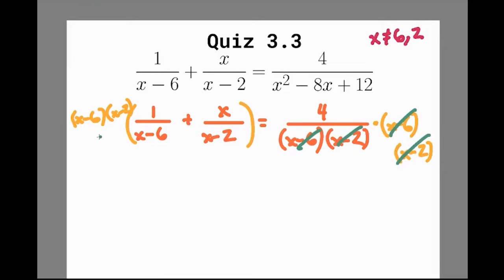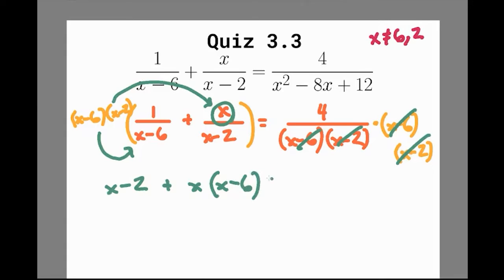So that all cancels here. And then we're going to distribute here. The x minus 6s are going to cancel, so you'll have x minus 2 left over. Okay. Then we're going to distribute over here. The x minus 2s cancel, but there is still an x here. So you have to do x times x minus 6. Okay, a lot of people that got this wrong forgot that step. This is equal to 4.